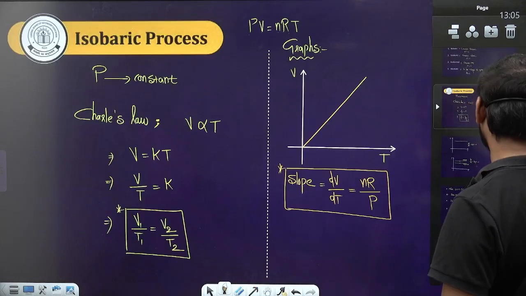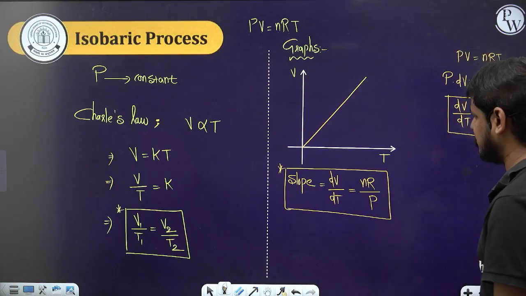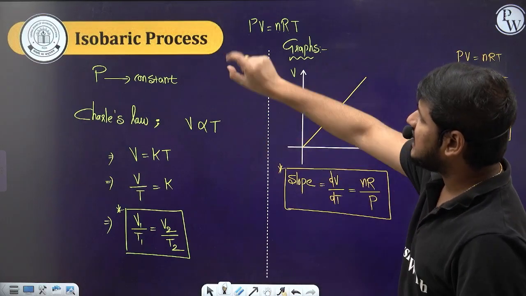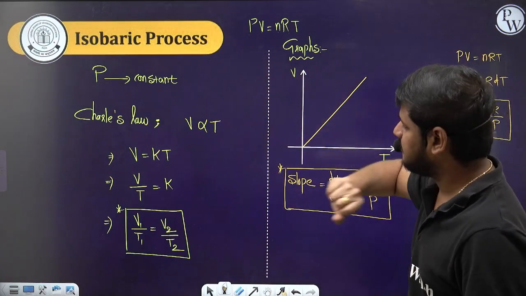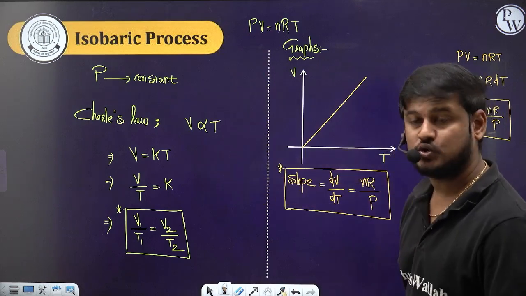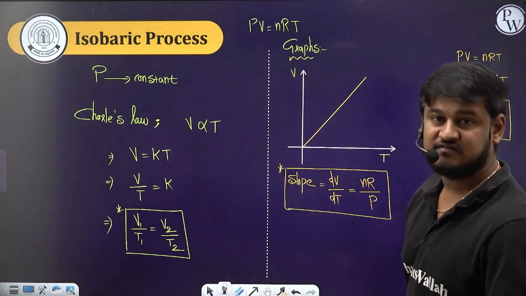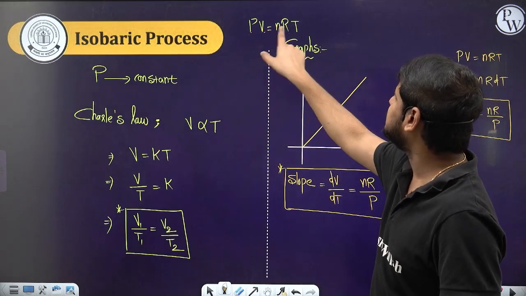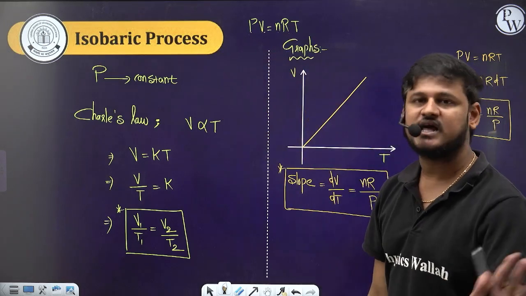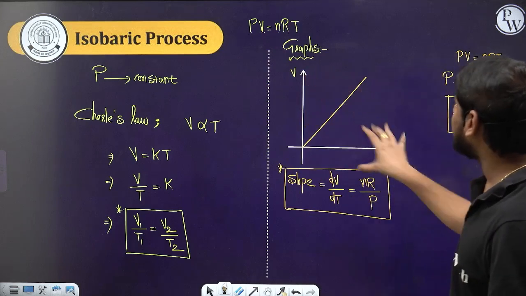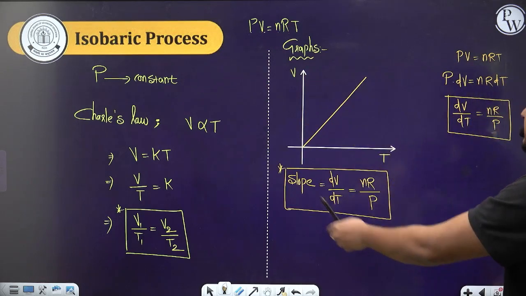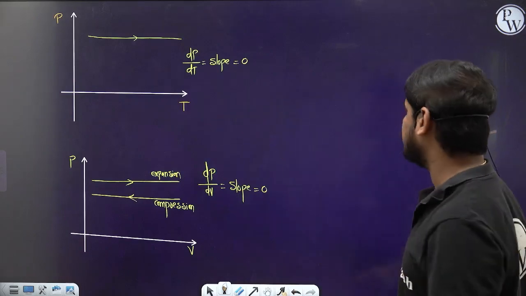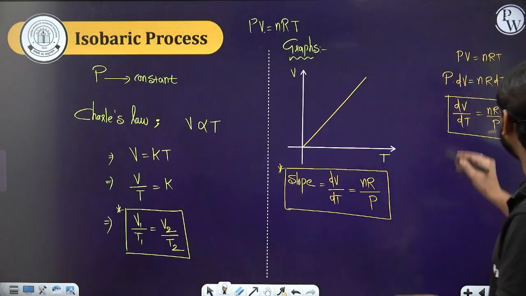So just have a look at the isobaric process. In the first slide, in the isobaric process, the Charles law: V is directly proportional to T, and V1 by T1 is equal to V2 by T2. How to remember? Pressure is constant, V is directly proportional to T. Remember the ideal gas equation. Then we drew the graphs, V versus T, P versus T, and P versus V, and we calculated slopes. This one is also important.